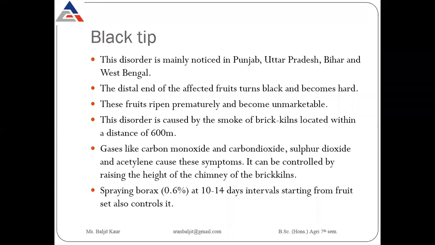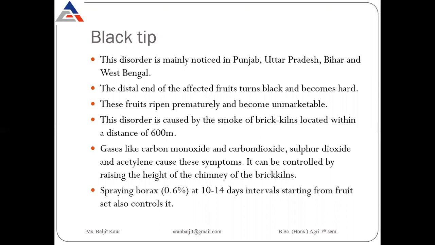This disorder is caused by the smoke of brick kilns located within a distance of 600 meters. So this disorder occurs when the orchards are near a brick kiln. The smoke from the brick kilns causes this disease in the nearby orchards. The gases like carbon monoxide, carbon dioxide, sulfur dioxide, and acetylene are produced from the smoke of brick kilns, and these cause the symptoms of black tip.